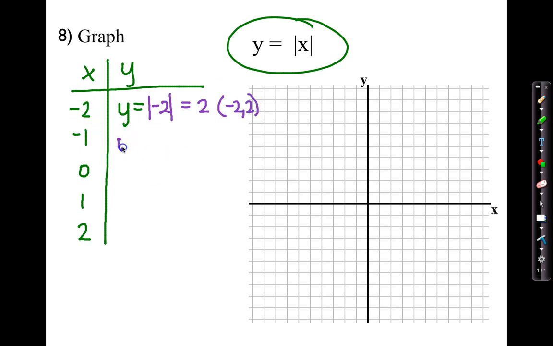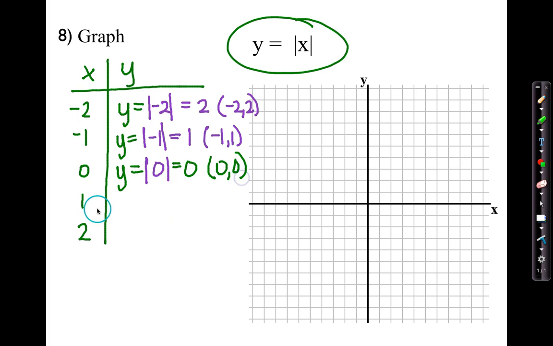So here we're going to do y equals the absolute value of -1. And again, how far is -1 from 0 on a number line? It's 1 away. So the ordered pair would be -1, 1. How about 0? Well, we're going to have y equals the absolute value of 0. How far is 0 from 0? It's simply 0. So the ordered pair would be 0, 0.